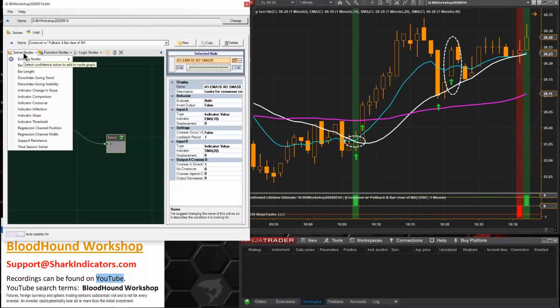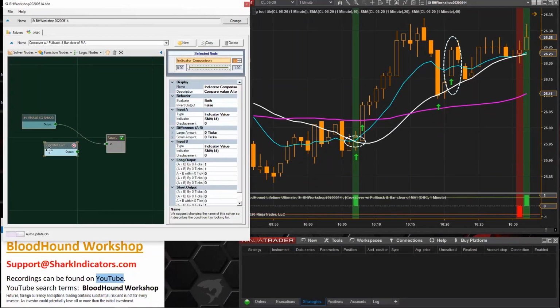For that, we're going to use a comparison solver. So we're going to compare. If we're looking for a long cross up, we're going to be using the high of the bar. And if it's the opposite direction, a cross down, then we would be using the low of the bar.